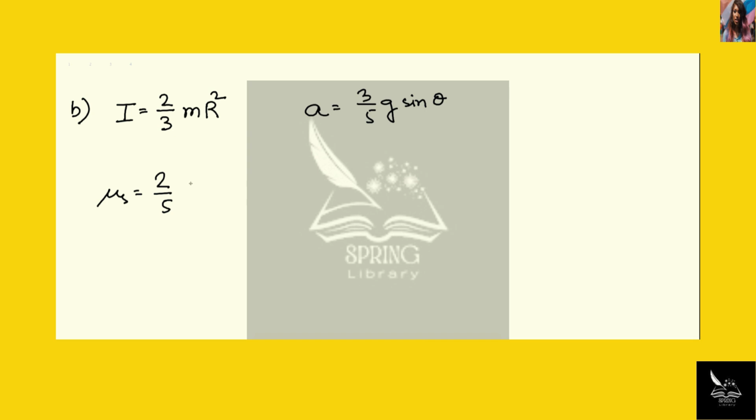Now, if we have a hollow sphere, the only thing that will change is the moment of inertia. So now the moment of inertia will be 2 over 3 times mr squared. Then our a, or the acceleration, will be 3 over 5 g sine theta, and mu s, or the coefficient of static friction, will be 2 over 5 tan theta, where theta is 65 degrees. So mu s will be 0.858.